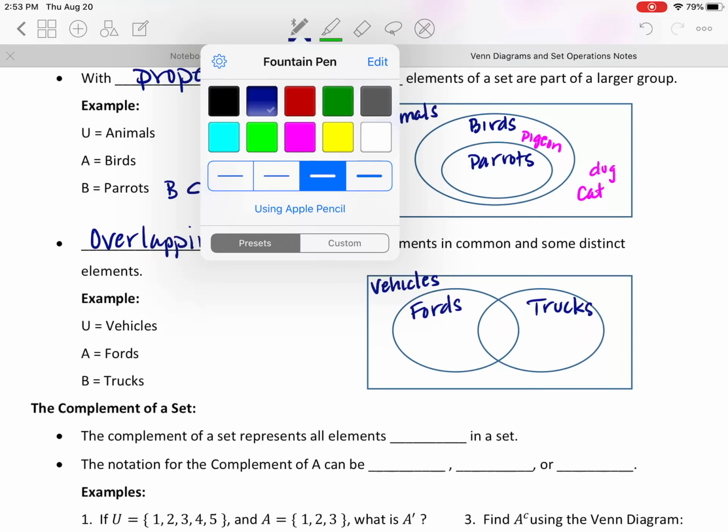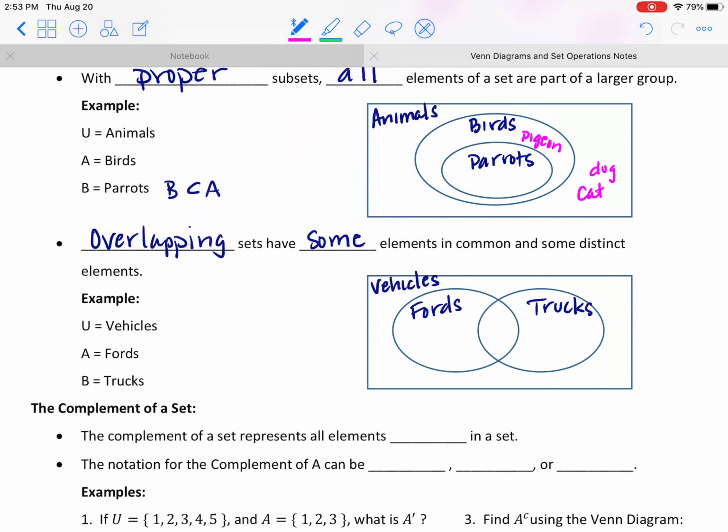There are some Fords that are trucks and some that aren't, and we have some trucks that are Fords and some that aren't. So in the middle here, the overlap, this section right here, that would be elements in common to both sets. So in that middle section, we would put something that is a Ford and a truck at the same time. So what's an example of something that is a Ford and a truck? Maybe like an F-150 could go in here. So an F-150 is a Ford and a truck.